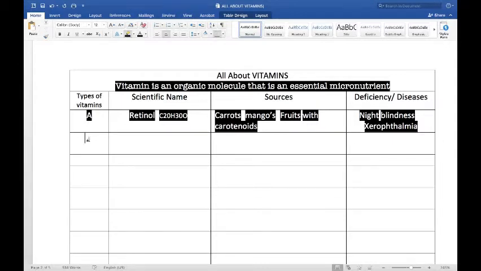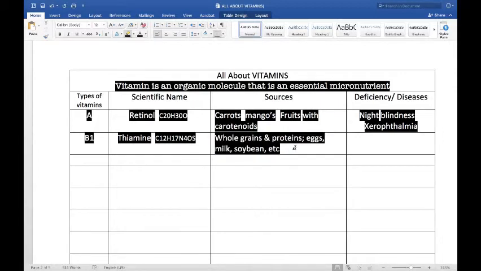The next vitamin is B1. Now B1 is known as thiamine. This is its chemical formula. Thiamine can be found in whole grains and proteins such as eggs, soybean, milk, etc. Now, if you lack vitamin B1, it can cause beriberi. Now, with this disease, there's two types, wet beriberi and dry beriberi, which affects the heart and the circulatory system.